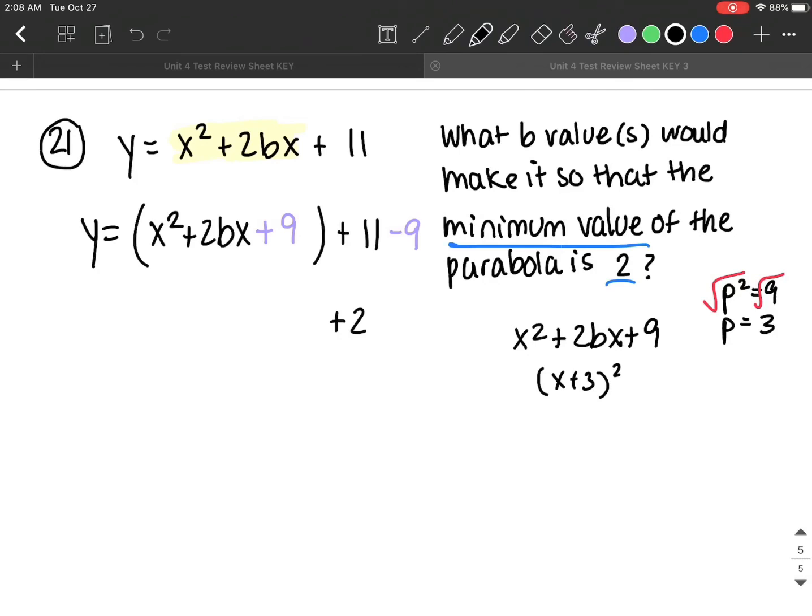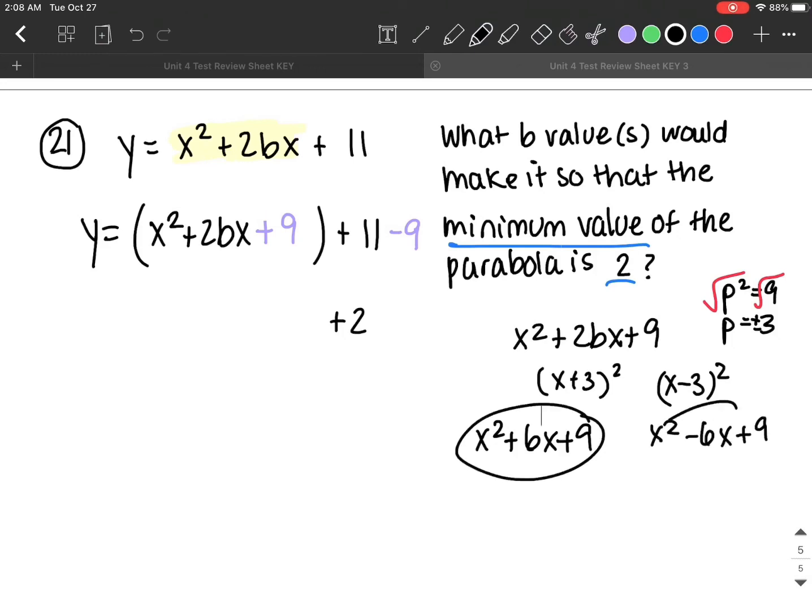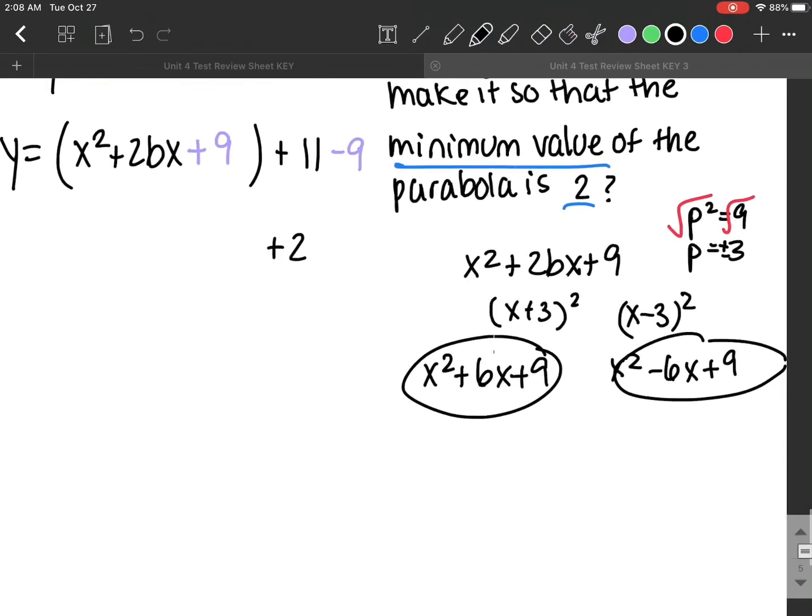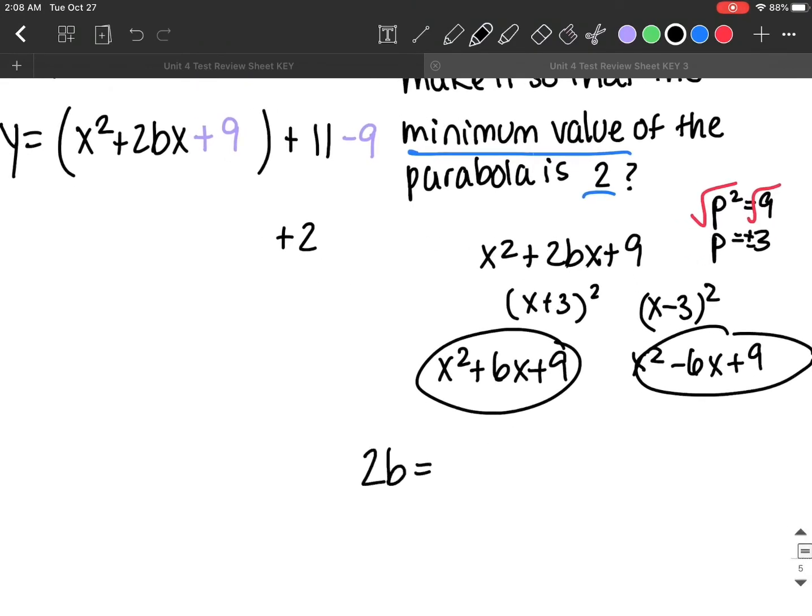If I FOIL that, and you shouldn't have to at this point because we've done this example so many times, I could find that when you take the square root of 9, you have plus or minus 3. So I either have x plus 3 squared or x minus 3 squared. X plus 3 squared is going to give me x squared plus 6x plus 9, and x minus 3 squared is x squared minus 6x plus 9. So these are the two options. I'm looking for the coefficient of x there. So 2b could either be equal to 6 or 2b could be equal to negative 6.